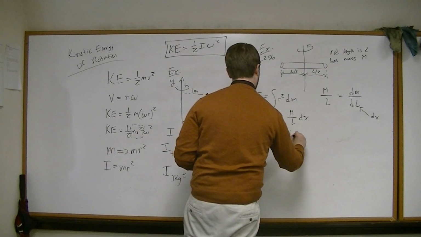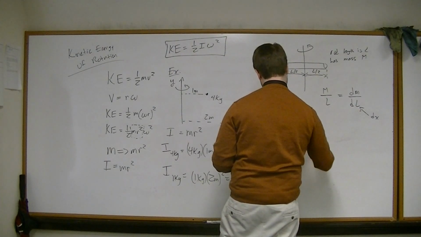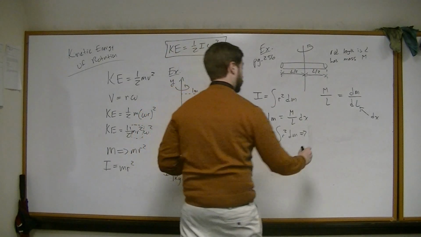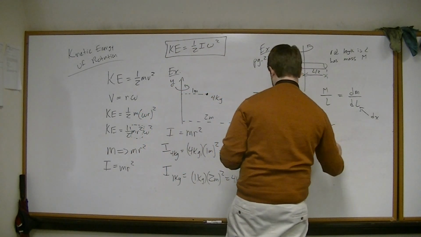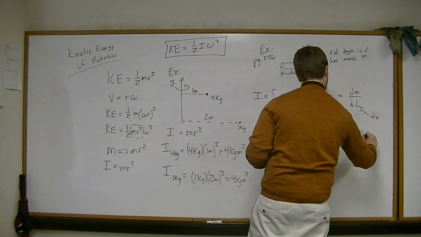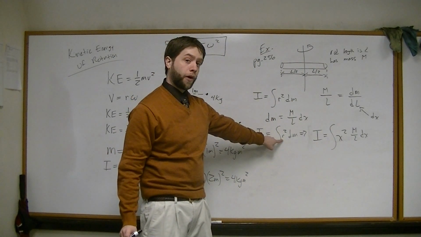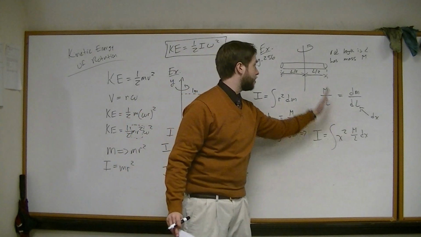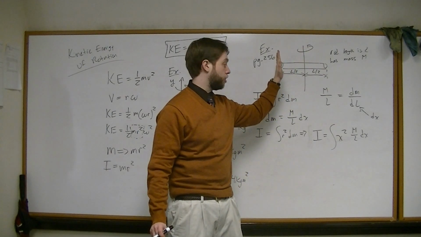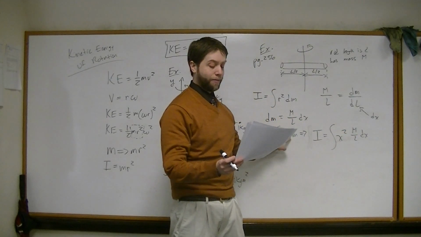R squared dm is now going to go to the integral of x squared m over L dx. The rotational inertia is equal to the integral of x squared m over L dx. We're going to relate our distance away from the rotational axis as x, some distance x to the left or to the right of the rotational axis. We have substituted in this m over L dx term for this dm term here.